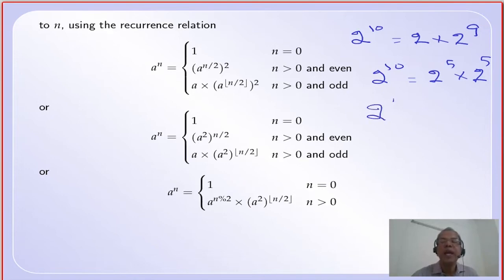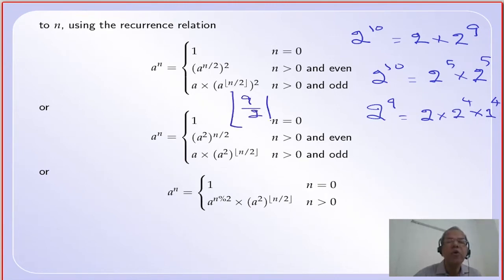What will happen if it is 2 power 9 or something like that? It would be 2 times 2 power 4 times 2 power 4. So you take n by 2 floor. 9 by 2 floor is equal to 4.5 floor is equal to 4. Square that and then you have to multiply. Most of you will come up with this recurrence relation. If you slightly invert this, halving n and squaring, you will get this.